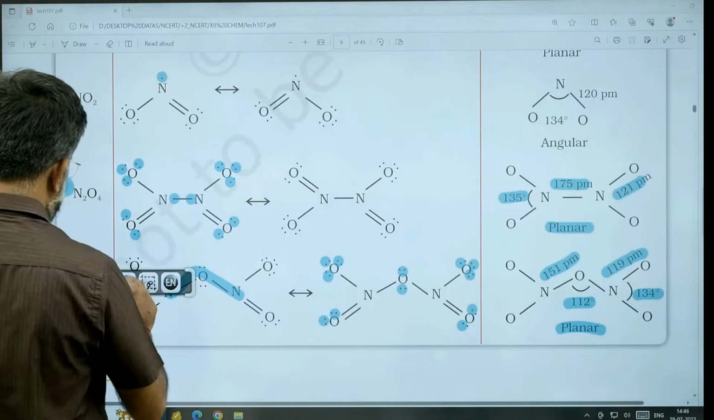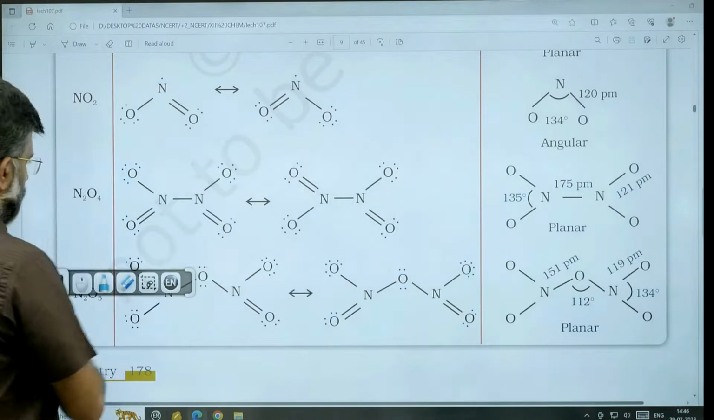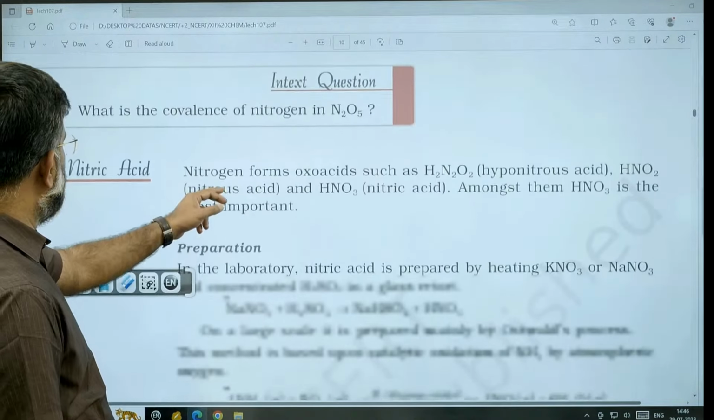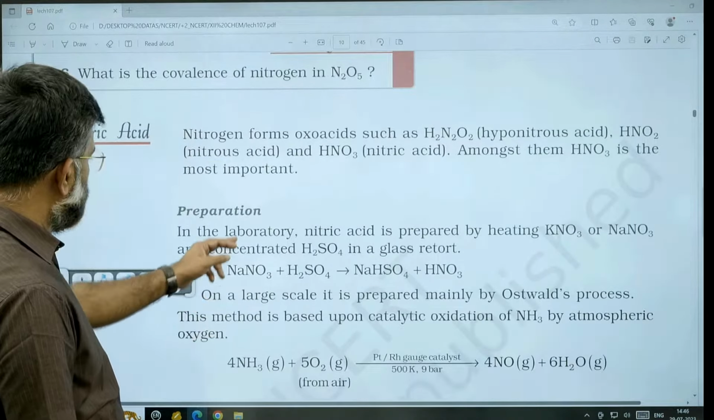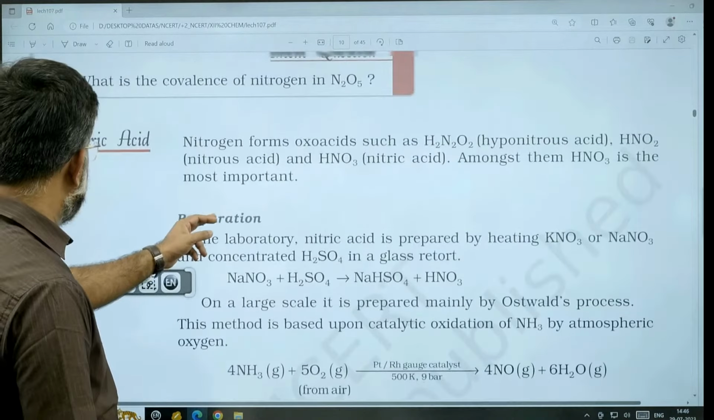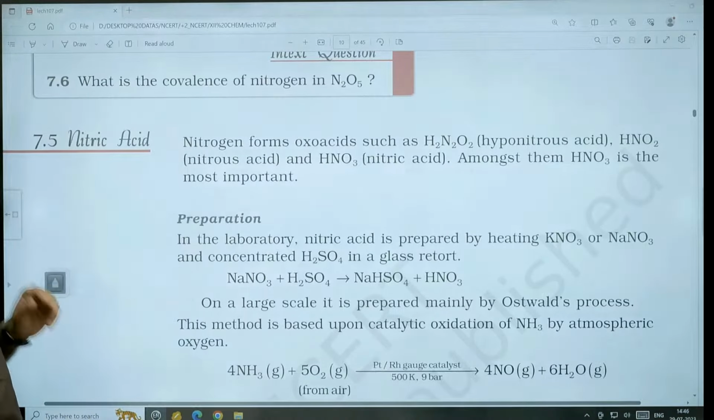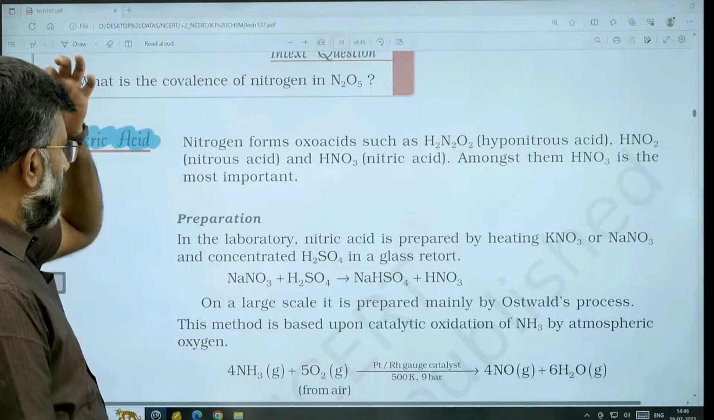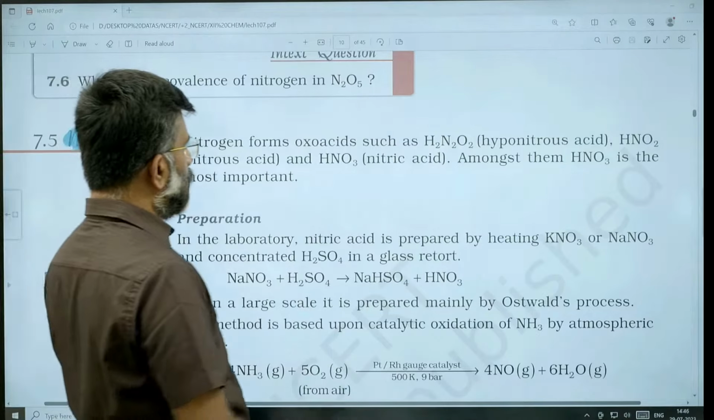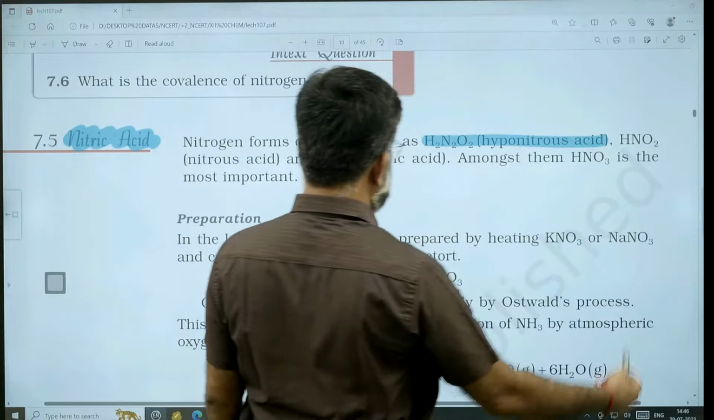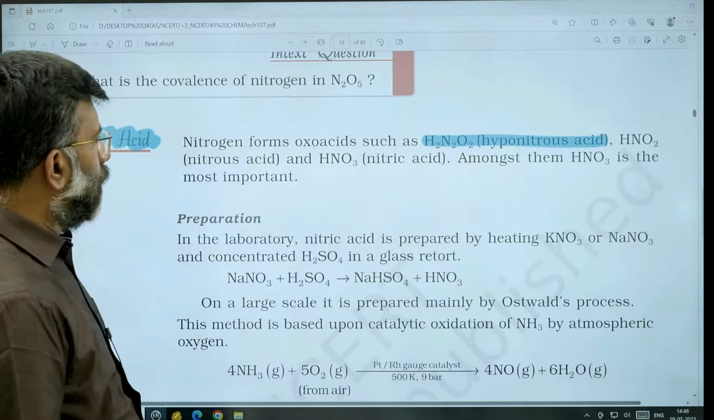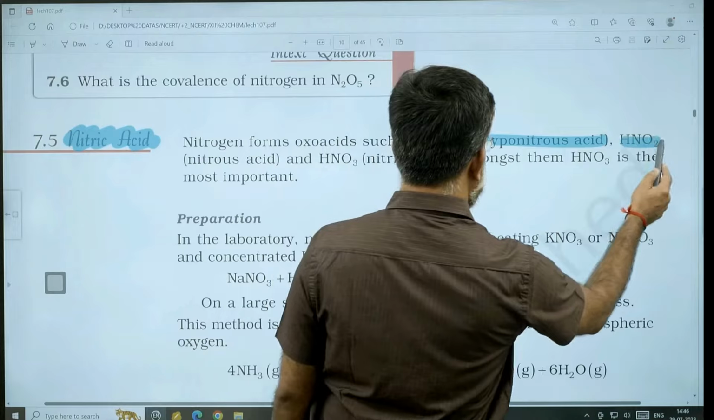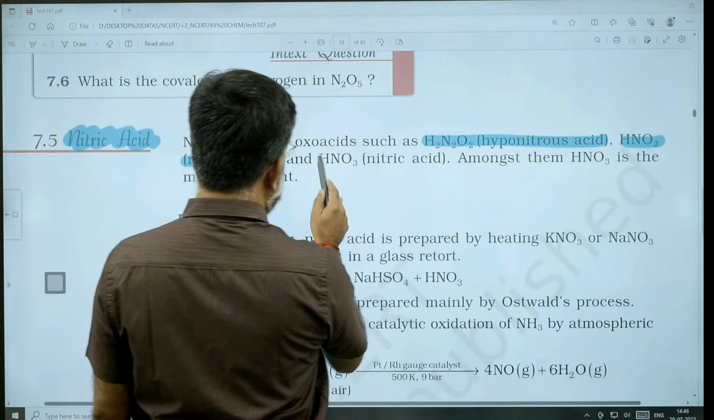Now, the next topic: oxo acids of nitrogen, specifically nitric acid, not phosphorus but nitrogen. Nitrogen forms oxo acids: hyponitrous acid, nitrous acid, HNO2, and nitric acid.